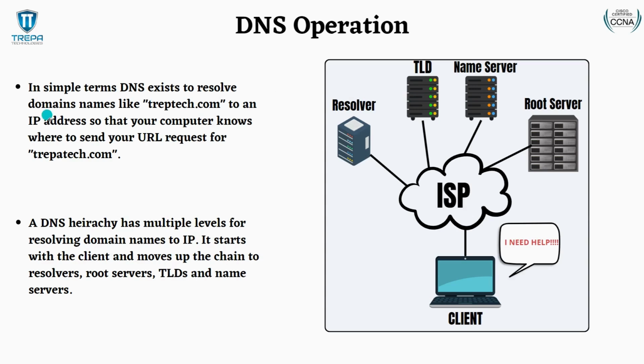So DNS operation, right? DNS exists to resolve domain names like trepatech.com to an IP address that your computer knows where to send the URL request for trepatech.com. And like I just described in the last slide, I know I get ahead of my slides. There's levels to this stuff, guys. There's levels to it. So for resolving domain names to an IP, it ain't just as simple as, boom, one DNS server that holds all 6 billion IP addresses and what they resolve to in the world, right? So there's levels to it.